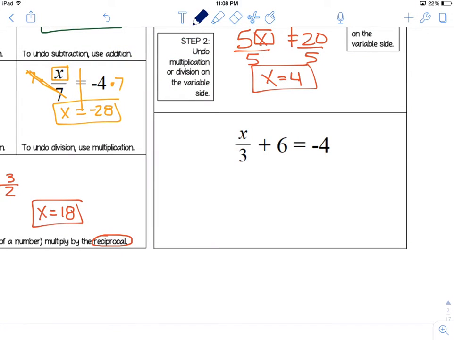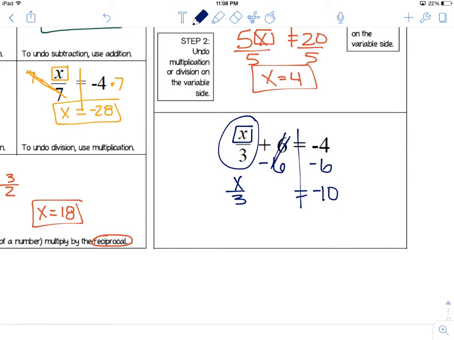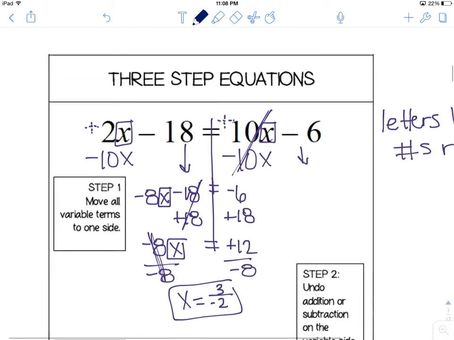Okay, on this one, left side, right side. Here's my x, and here's the bond that's strongest. So we're going to subtract 6 from both sides. So x over 3 equals -10. Here's my x. It's divided by 3, so we're going to multiply both sides by 3. 3 over 3 is an invisible 1. And x equals -30. Which will probably make this next example make a little bit more sense.